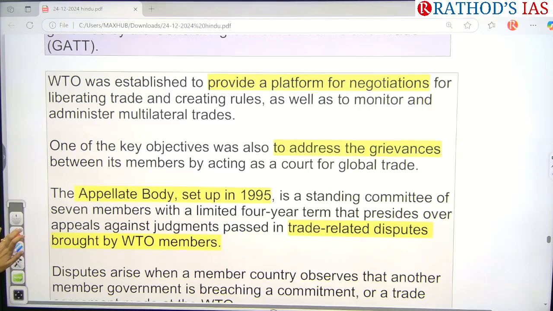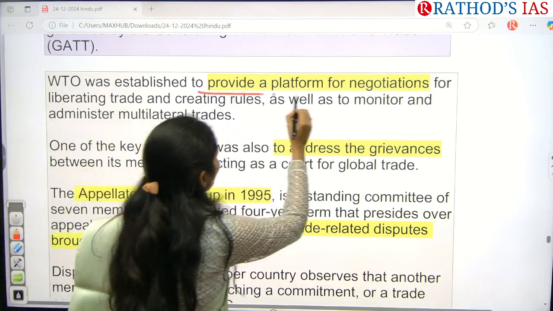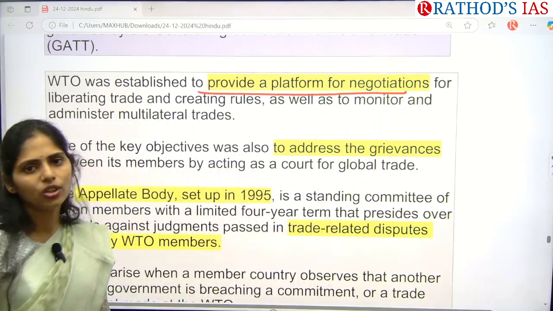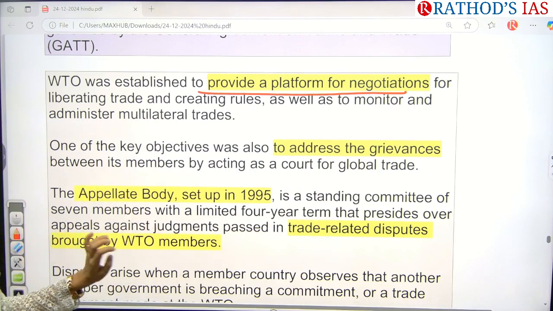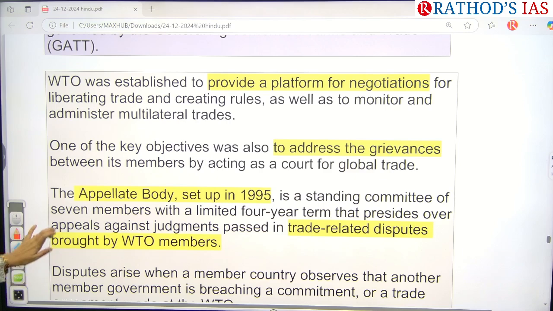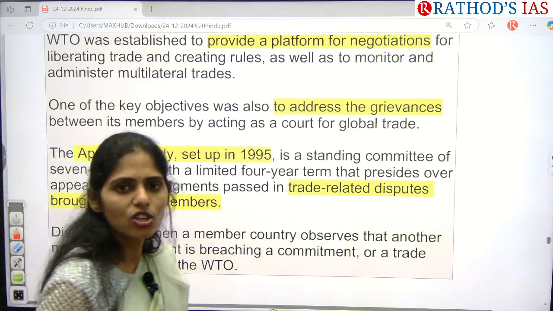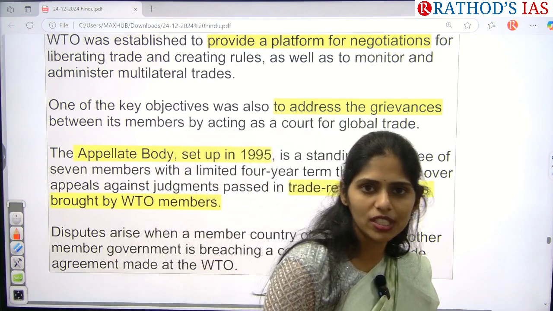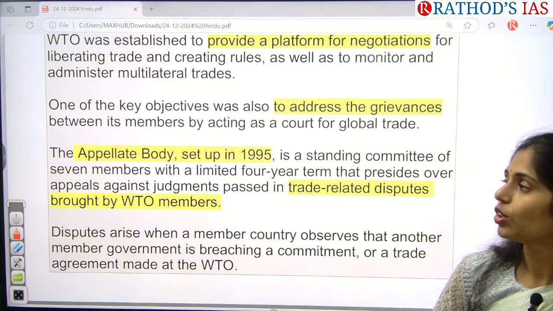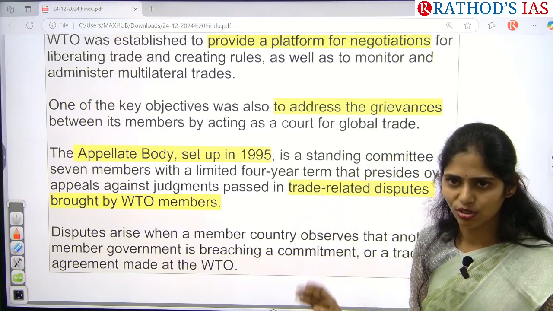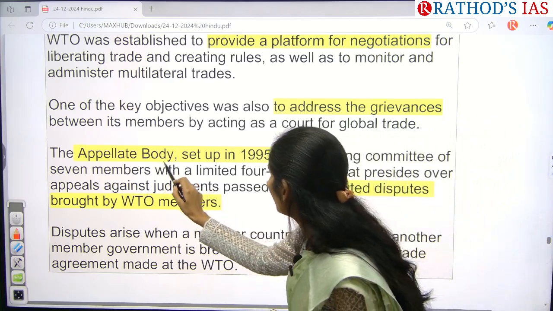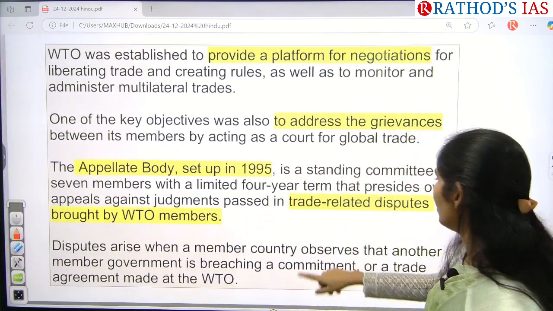The WTO was established to provide a platform for negotiations so that free and fair trade is ensured. The important key objective is to address grievances. What problems are there between two countries? They place these problems before the appellate tribunal, discussions go on, and finally they give the solution. And this appellate body was set up in the year 1995.